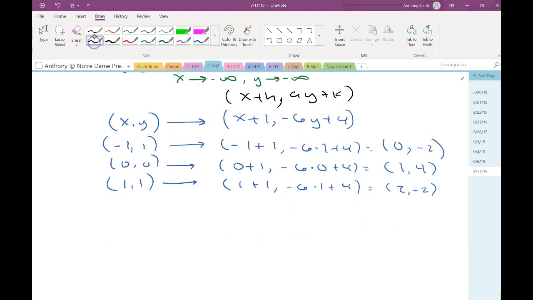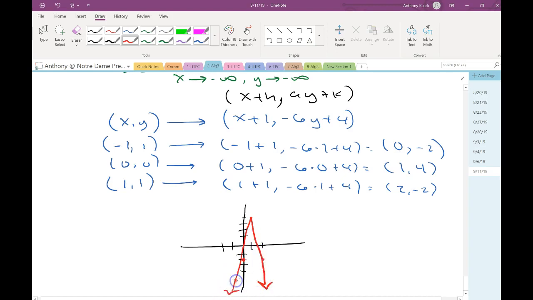So if I wanted to then sketch my graph, let's see, 1, 2, 1, 2, 1, 2, 3, 4, 1, 2, 3, 4. So I'm going to be plotting (0, -2), (1, 4), and then (2, -2). So I have this guy that's up and down, or has been flipped upside down.